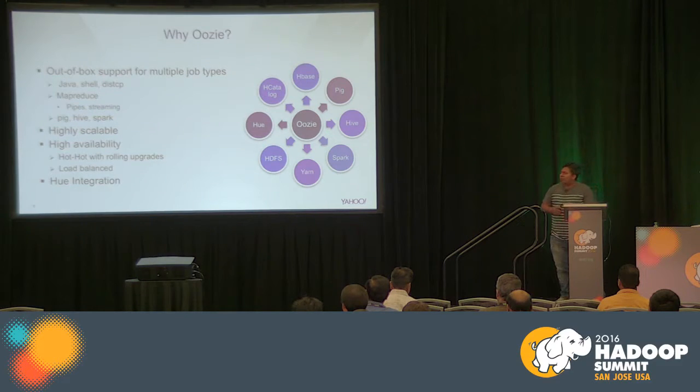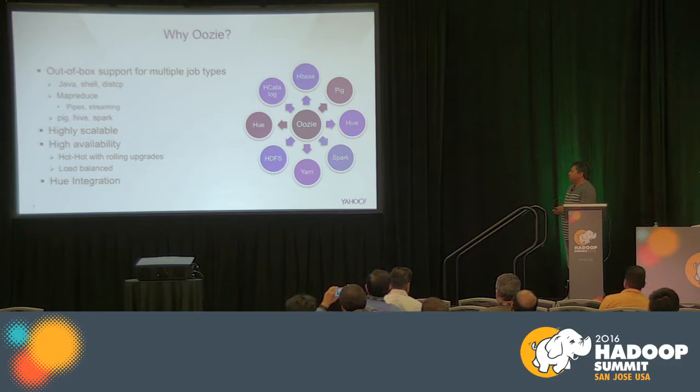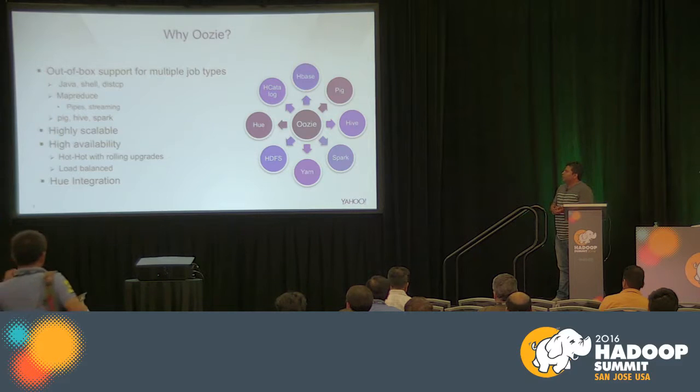Let's start with why Oozie. Oozie has a lot of advantages. Just to note a few, it supports multiple job types out of the box. It supports Java action, shell action, DistCp, MapReduce. You can do piping, you can do streaming. It supports Pig, it supports Hive, it supports Spark.